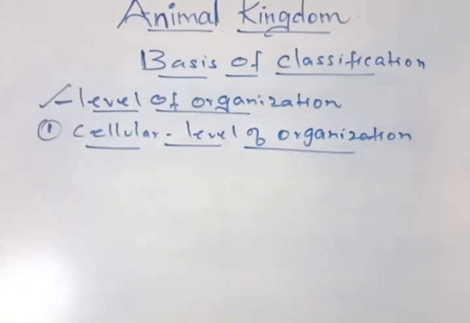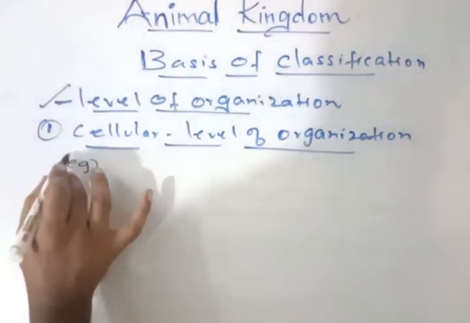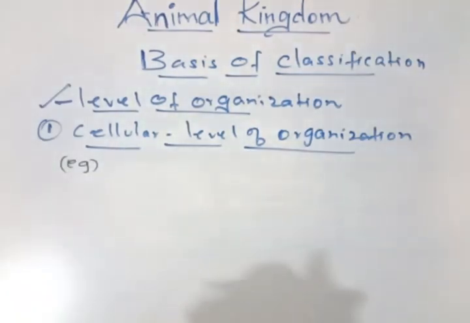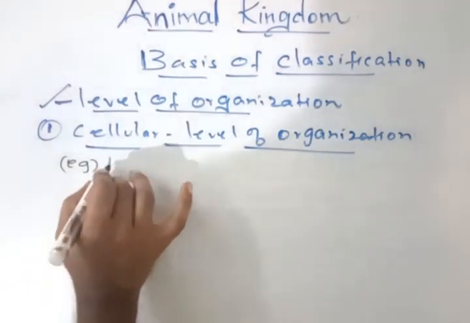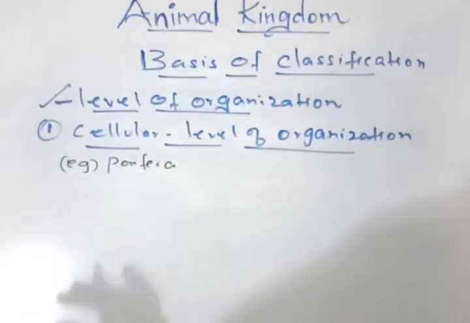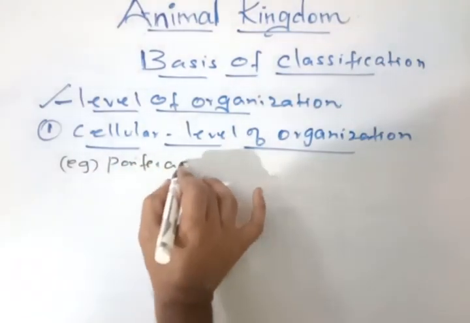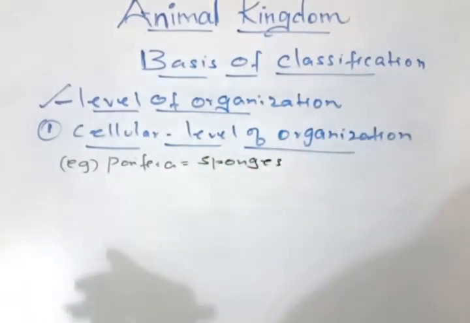Now, an example for this cellular level of organization: first we have to study the example and then we will finally enter into it. Here we will call it Porifera. Porifera, you know, is the first phylum. An example for Porifera are the sponges. Sponges come under Porifera. Correct? Right. So now it is multicellular. All multicellular animals only we are going to study here.